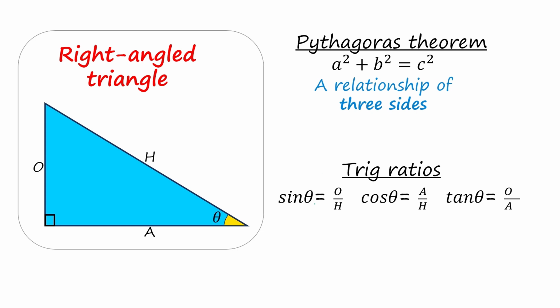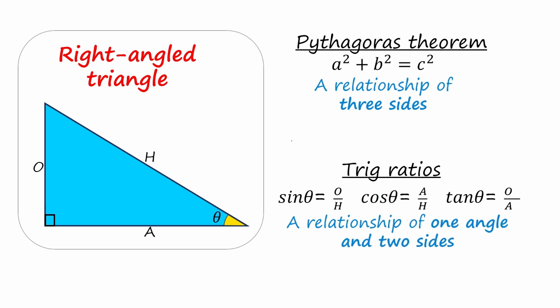For trig ratios, these 3 are the ones we are required to master for GCSE or IGCSE. Each of them describes a relationship between one angle and 2 sides. That means whenever you can form a relationship between one angle and 2 sides in a right-angled triangle, you should consider using trig ratios to solve the problem.